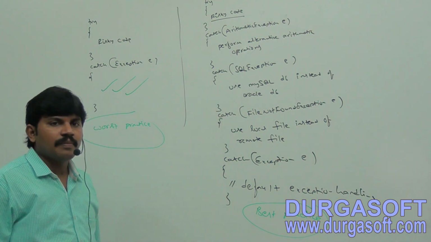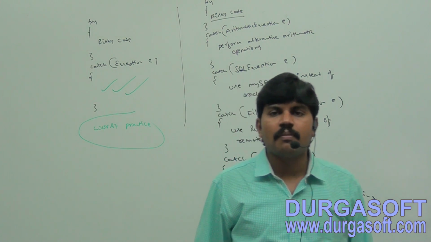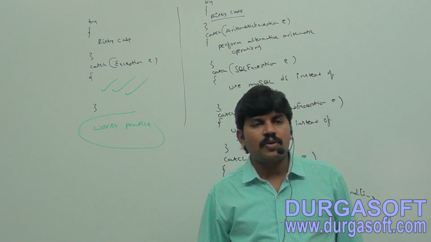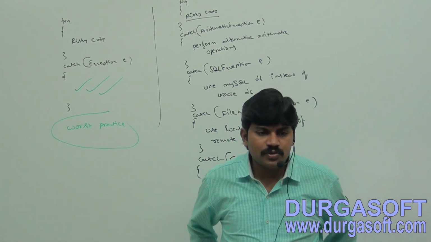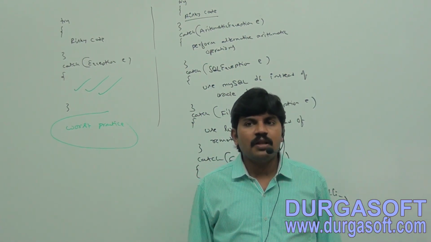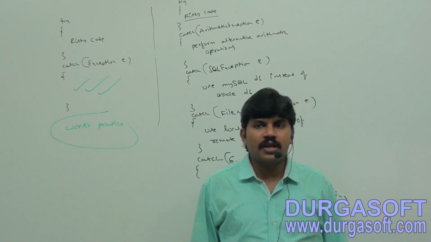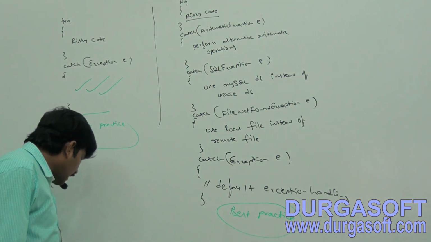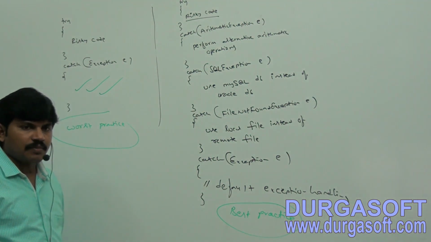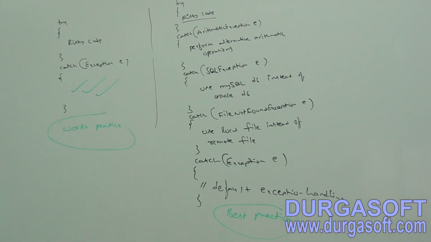That is, try with multiple catch blocks is always possible and recommended to use. That's all. Okay. Take both the examples side by side.